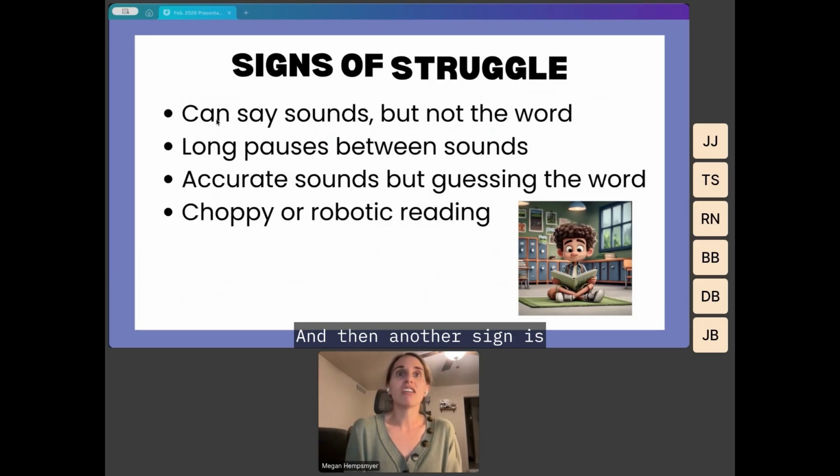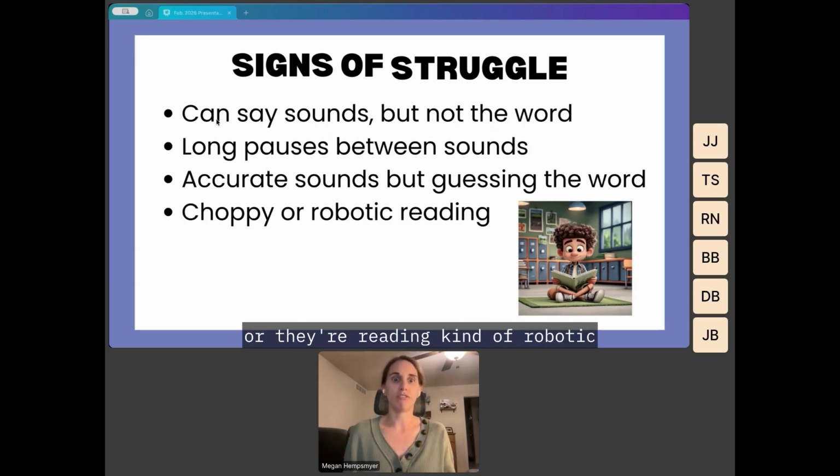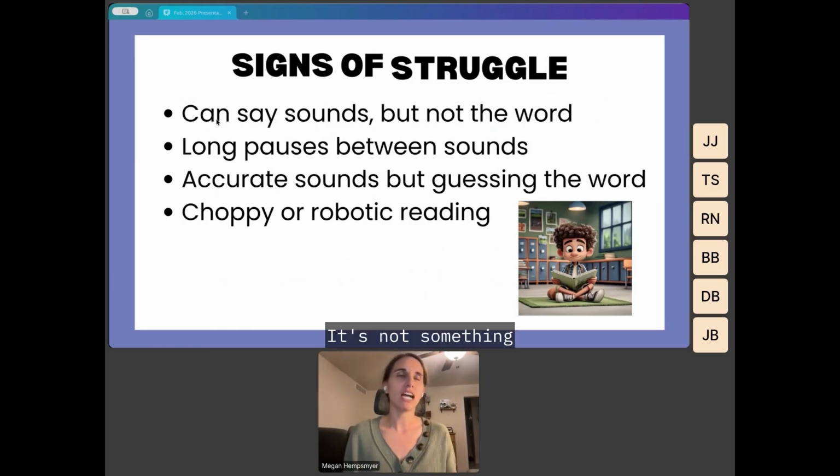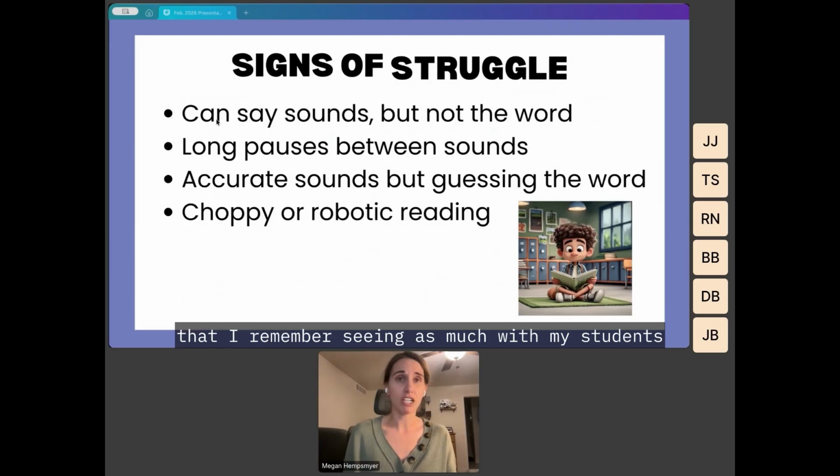And then another sign is if they're really choppy or they're reading kind of robotic. That can be an example of a blending struggle. It's not something that I remember seeing as much with my students.